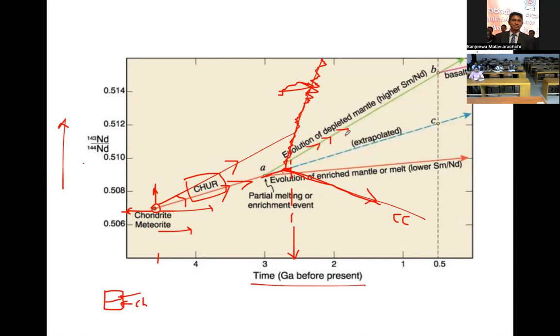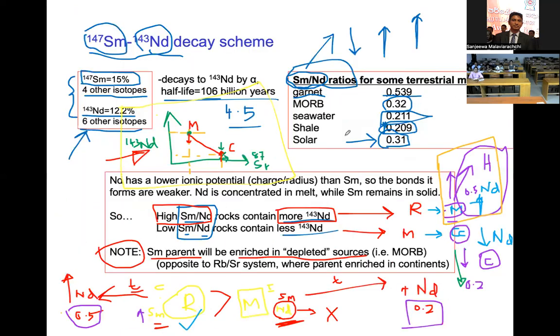This is nothing other than what we talked about in the previous discussion. See, this is depleted mantle, the residue, so it has high neodymium values. The continental crust, see here, has low neodymium values. So the same thing we are just repeating in different contexts.